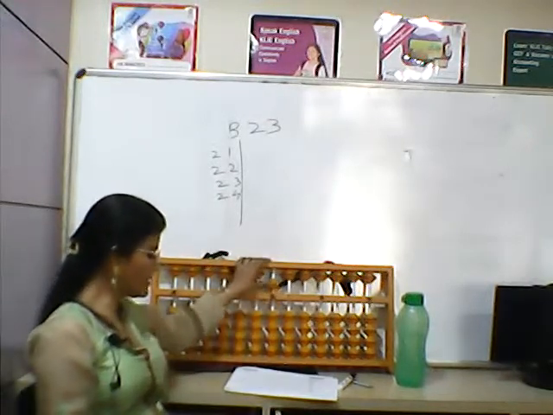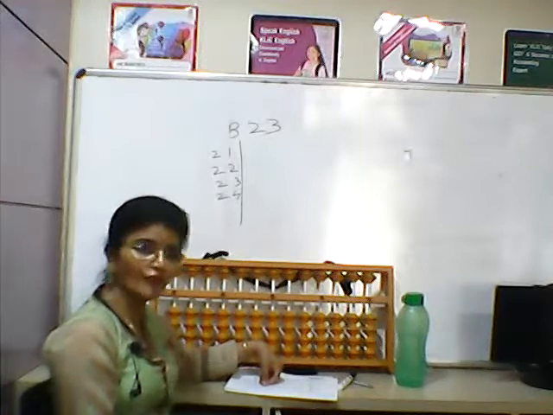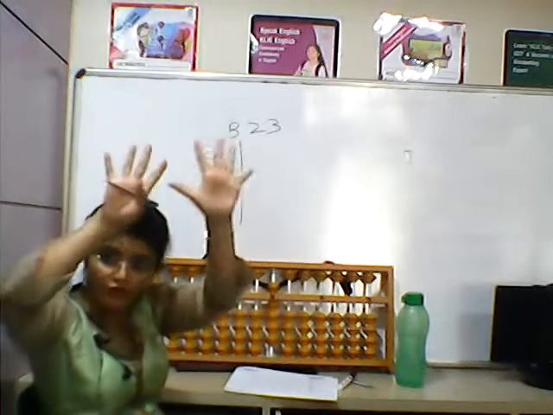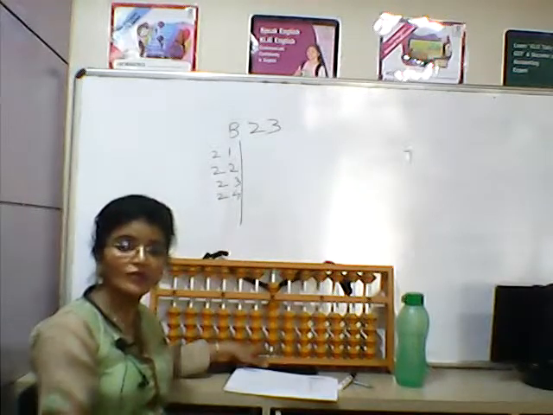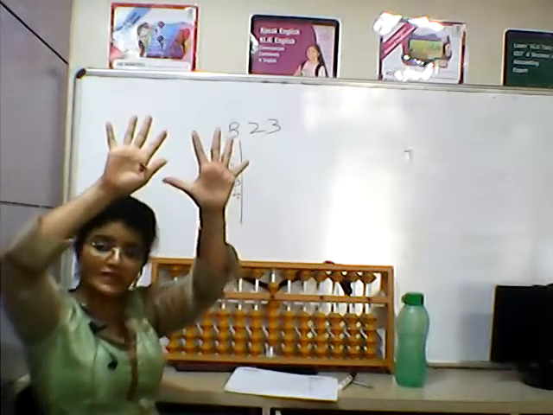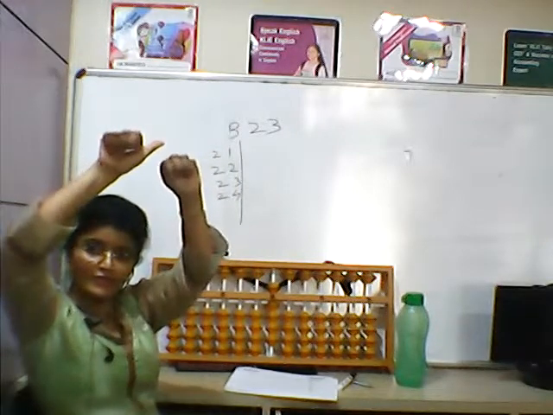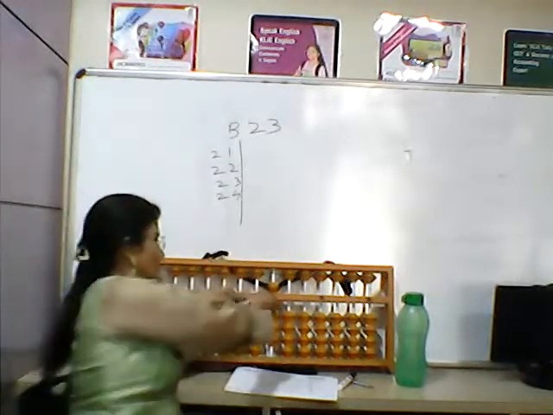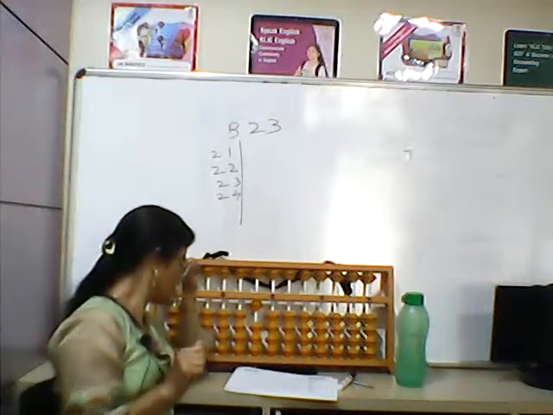Now sum number 24. I am on page 23 and sum number 24. 9: 5 and 4, close action. Next 1. Can I do 1 directly? No. Can I take the help of 5? No. Can I take the help of 10? Yes. Show 1. 1 ka friend minus 9. So minus 9 plus 10.